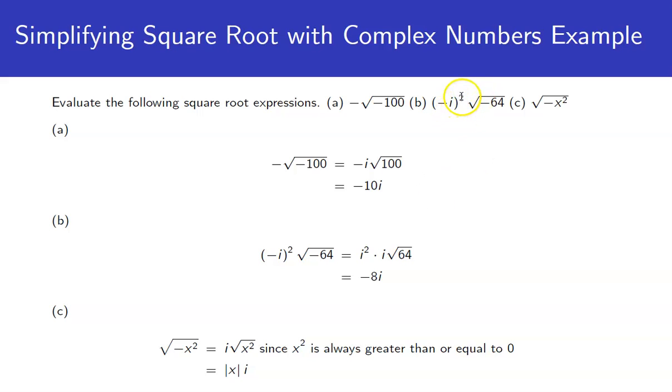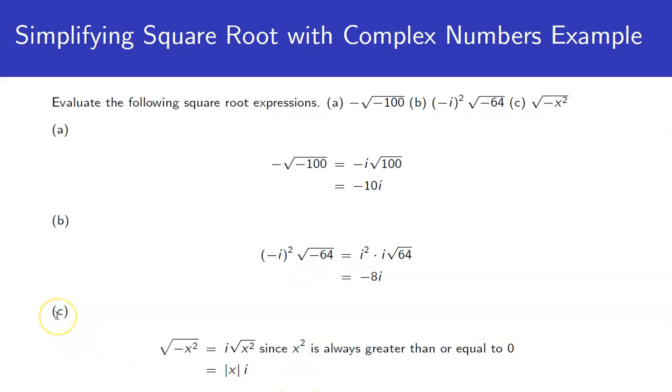Part B asks us to do negative i, quantity squared, times the square root of negative 64. Well, negative i squared is the same thing as i squared, because when we square the negative, we still get a positive, so we get i squared. We can take care of the negative under the square root and rewrite that as i times the square root of 64. Well, i squared is negative 1. The square root of 64 is 8. So this just simplifies to negative 8i.